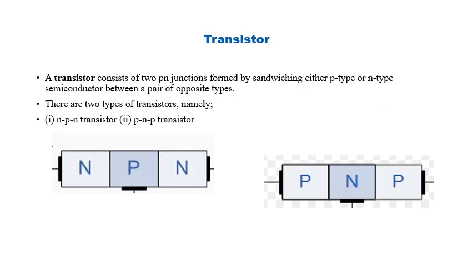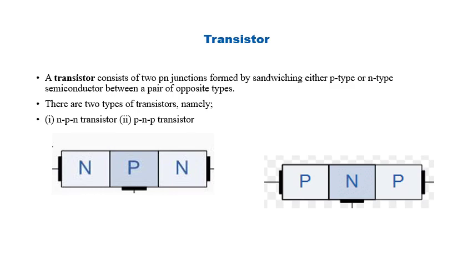So as you all know, the transistor consists of two p-n junctions, basically two p-n junctions connected back to back. Here we can see there are two types of transistors. One is an NPN transistor, the other one is a PNP transistor.